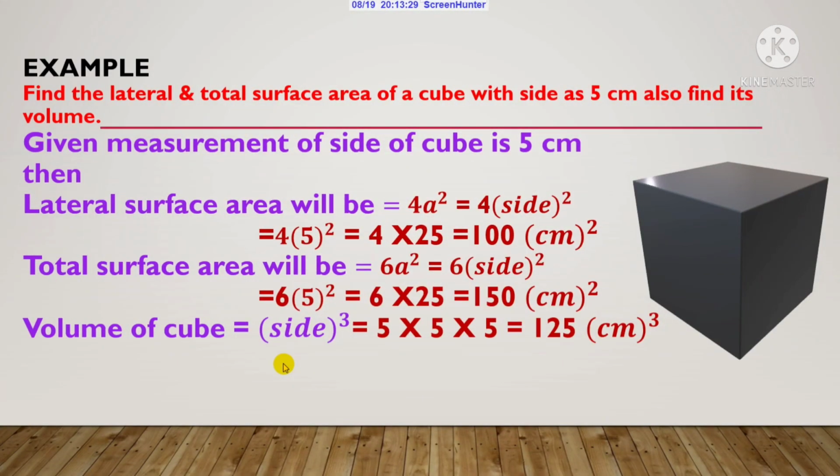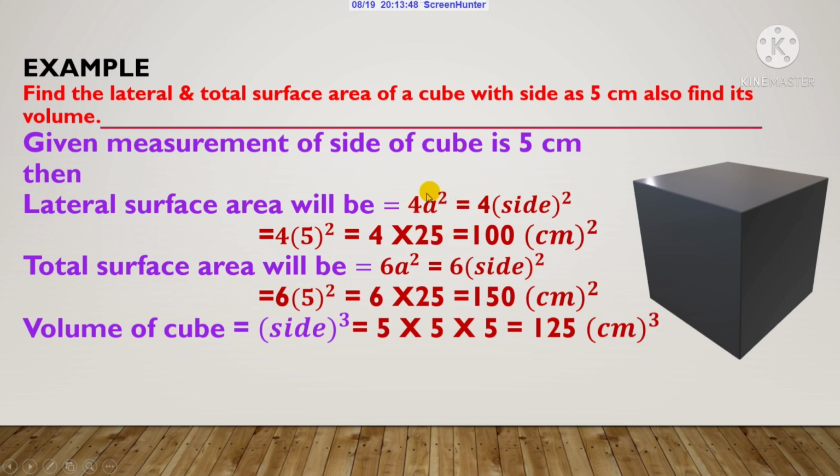Next, see one example. Find the lateral and total surface area of a cube with the side 5 centimeters and also find its volume. So already we know the formulas for how to calculate the lateral surface area, total surface area and volume. So let us use the formulas.